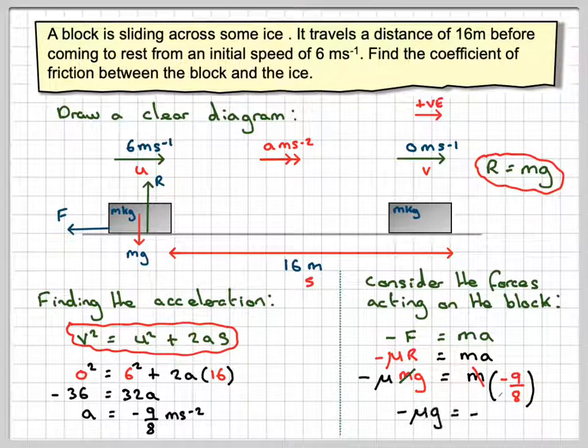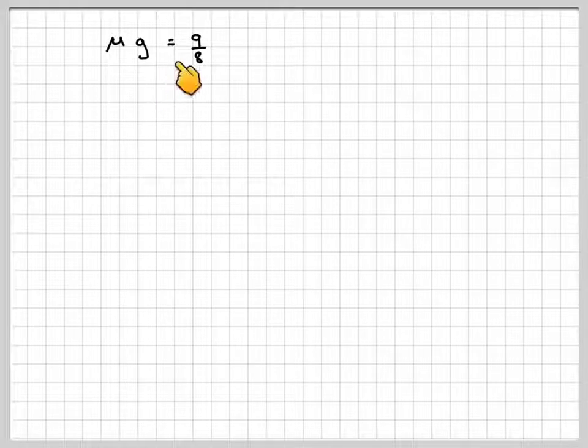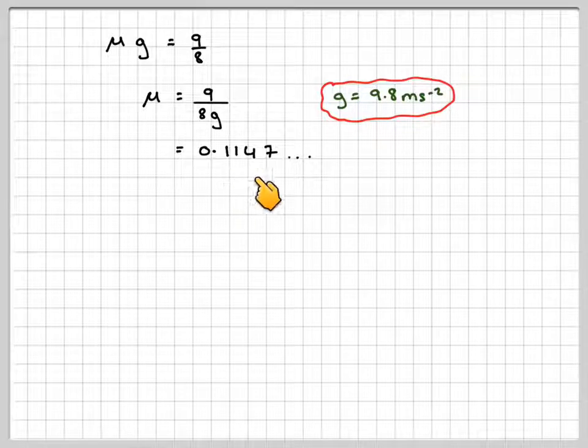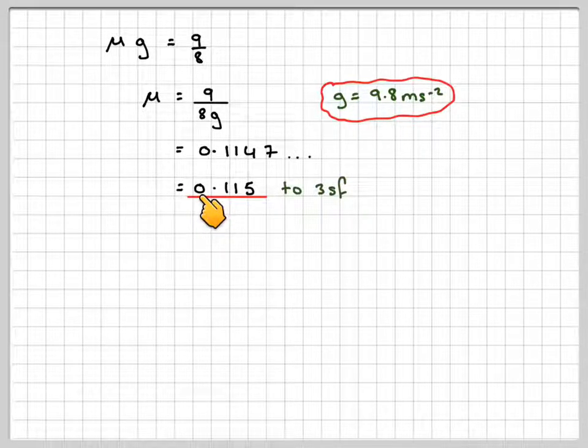So we're going to end up with minus mu g is equal to minus 9 over 8. The minus signs will also cancel out, giving us mu g is equal to 9 over 8. Dividing by g, we're going to get that mu is 9 over 8 times g. Now use the fraction button on your calculator, and g is 9.8 meters per second squared. That will give you 0.1147, and round that off to 3 significant figures. The coefficient of friction will be 0.115 to 3 significant figures.